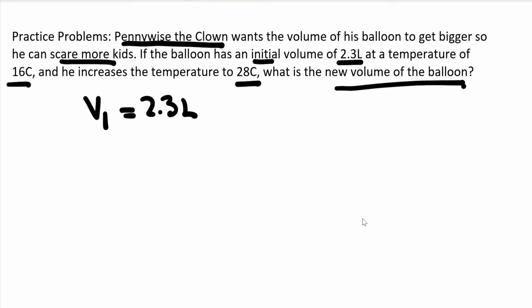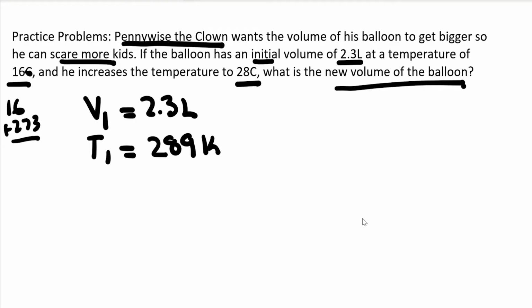Right? We also know that the initial temperature is about 16 degrees Celsius. Now, 16 degrees Celsius is not helpful whatsoever. We need that temperature in terms of kelvins. And as we explored earlier, 16 plus 273 will give you the degrees in kelvins, which in this instance, doing some quick math, should be about 289 kelvins. Okay? And finally, we're given that he increases the temperature to 28 degrees Celsius. So that's going to be T2. Same thing here, we cannot use the Celsius value.